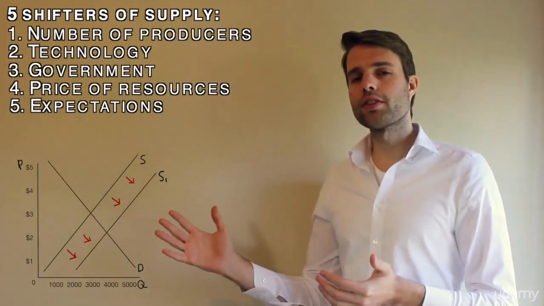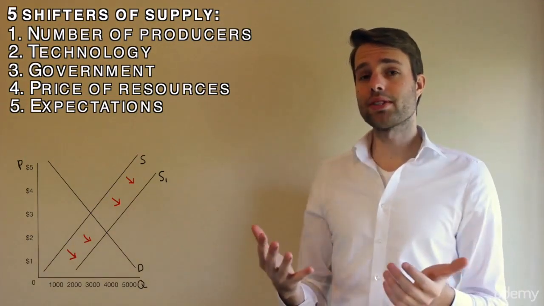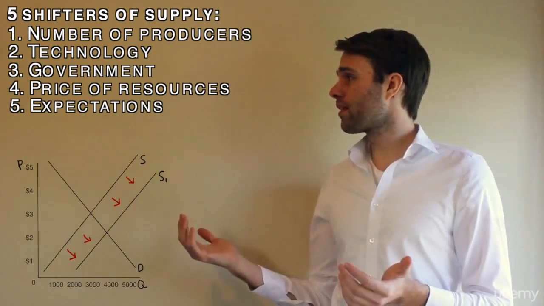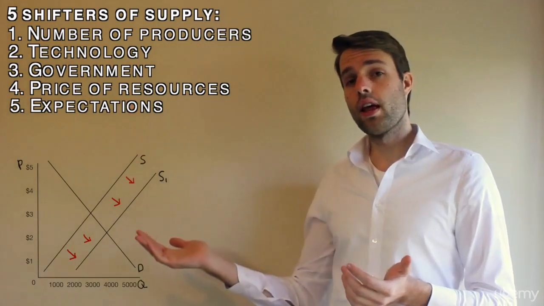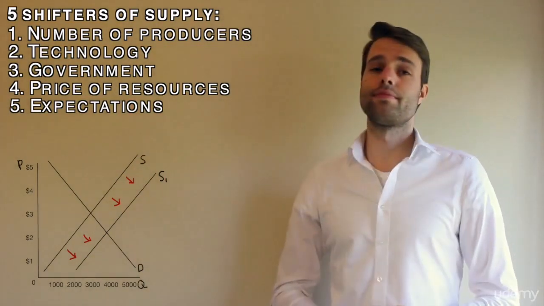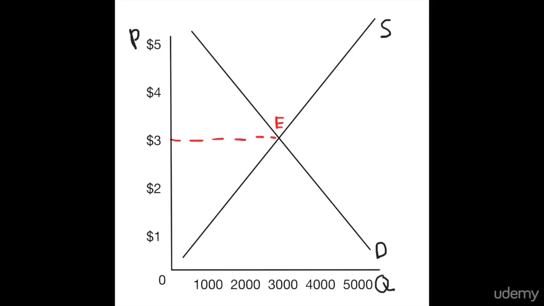Now we know the 5 shifters of supply. Let's see what happens when the supply curve shifts to the right, to the demand, and to the price. Now let's say there's a huge technological development in the way they grow apples. Instead of weeks, they can do it in a day now. So as a result, the supply curve will shift to the right, outwards. At any price, there now is more quantity supplied.